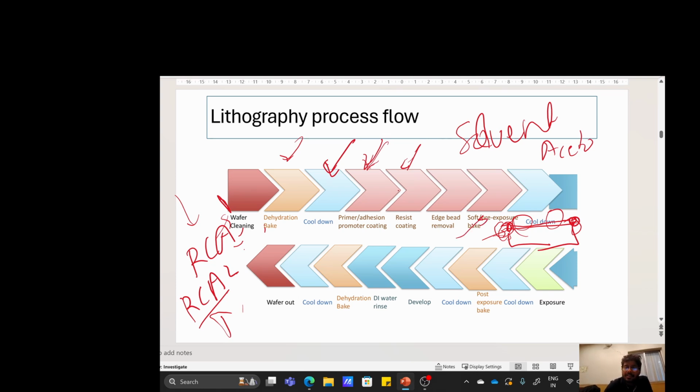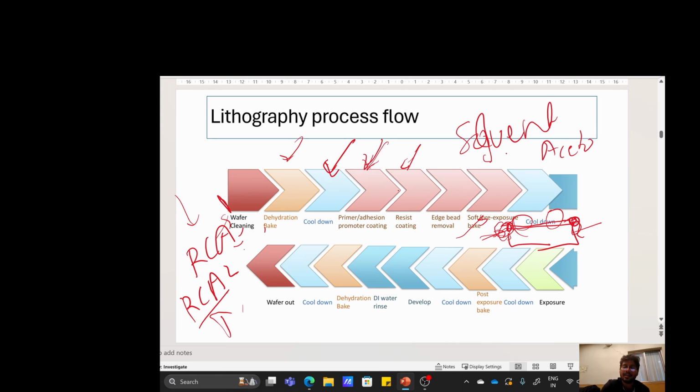Then the pre-exposure bake. After the coating of the photoresist over the substrate, we need to remove the solvent, so that is the soft bake. Pre-exposure or soft bake, that is done around 110 degrees Celsius. This temperature depends on the photoresist. At 110 degrees Celsius you can do the baking for 1 minute.